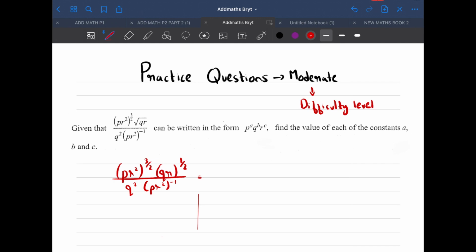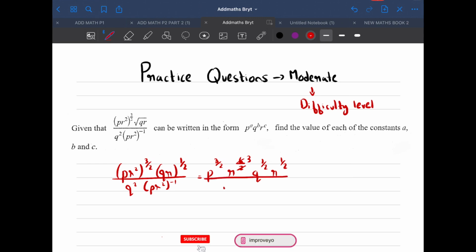Based on rule 5, can I write P power 3 upon 2 and R power 6 upon 2, which is equivalent to 3, and then Q power 1 upon 2 and R power 1 upon 2, divided by Q square, P power minus 1 and R power minus 2. Yes or no? Now let's simplify.